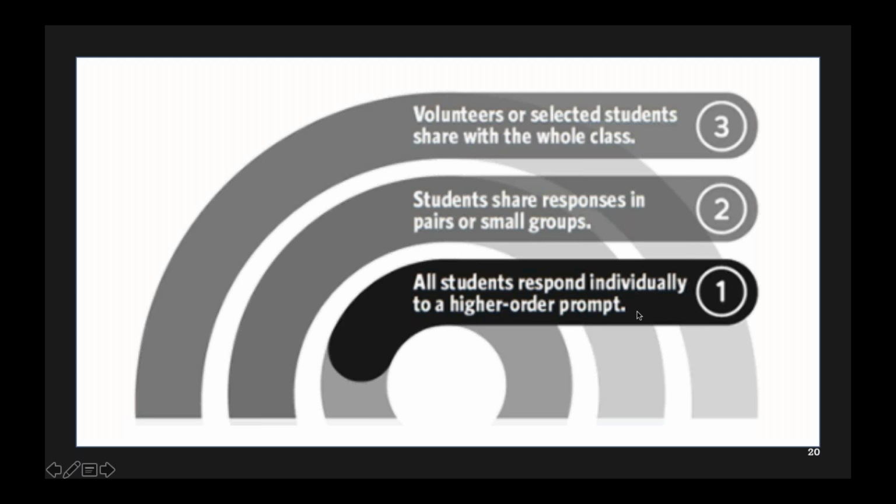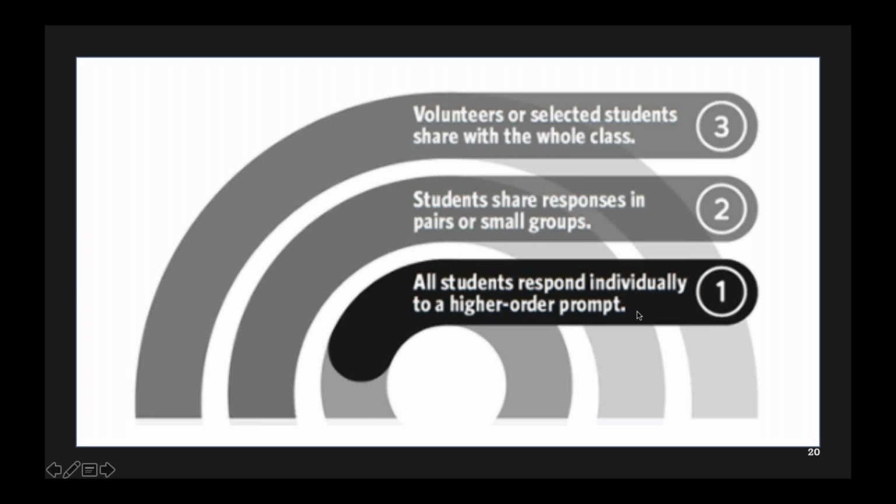There we're bringing in the research on the cone of learning. When they have an opportunity to talk about it, they remember more in 2 weeks than they do if they just hear it. And then you move to volunteers or selected students sharing out. You might do that in a random call out. It might be in some manner you select students who are going to share out.